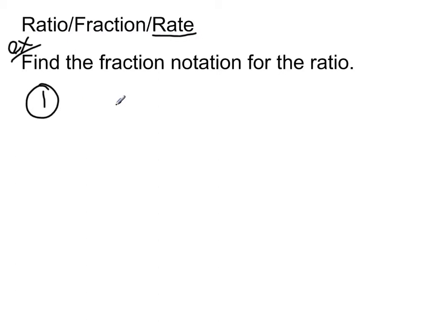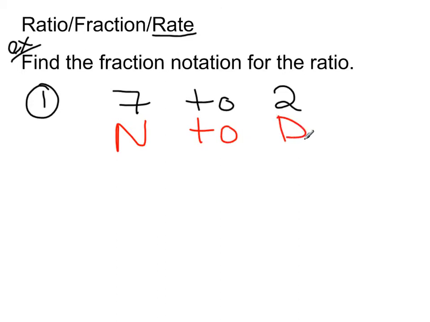Our first thing that we have is 7 compared to 2. And the order tells us how the ratio is going to lay out. We always are having the numerator compared to the denominator. And that's very nice of them. It keeps consistent. So we can view this as numerator over denominator, or in this case, 7 over 2.